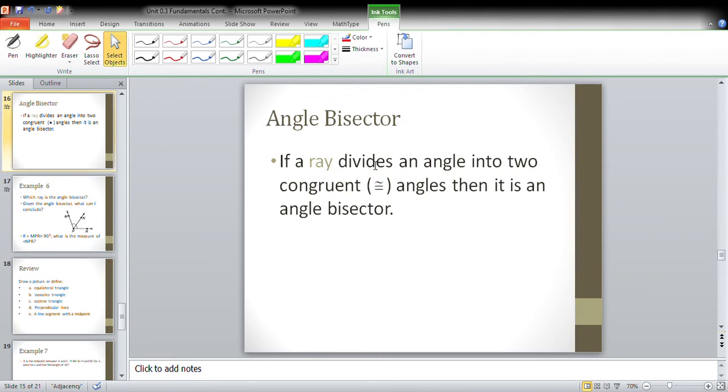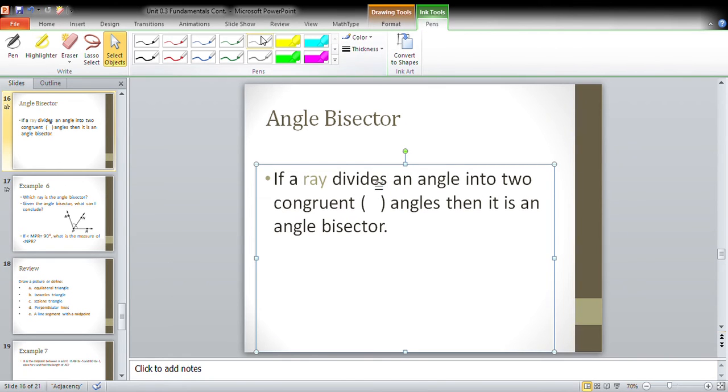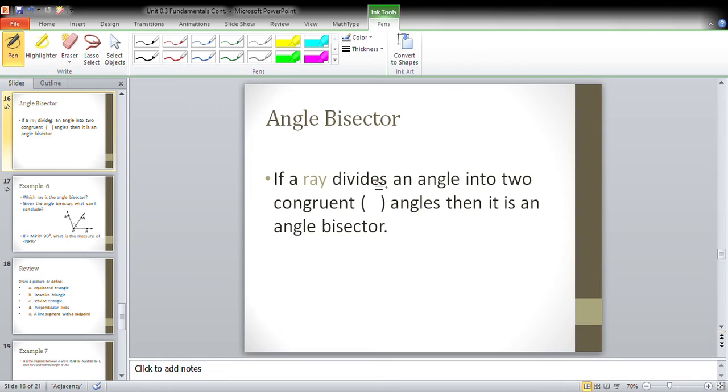All right, moving on. Angle bisector, more review, can't get enough of it. So angle bisector: if a ray divides an angle into 2 congruent angles, then it is an angle bisector, right? So again, if I have an angle and then a ray with one endpoint and it cuts it in half, that is an angle bisector. And this angle is going to be congruent to that angle. So an angle bisector divides an angle into 2 congruent angles.